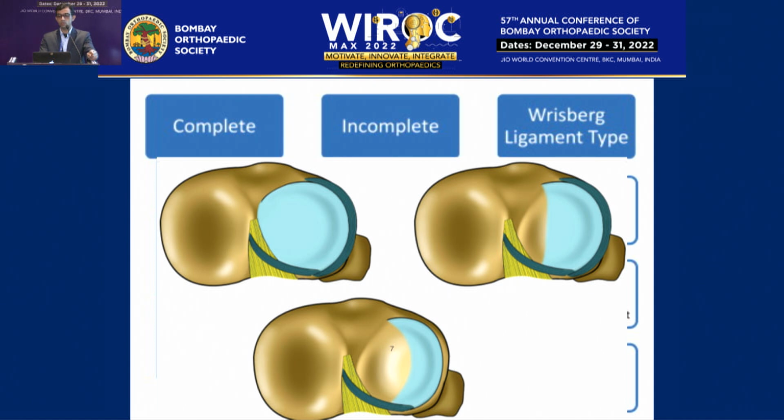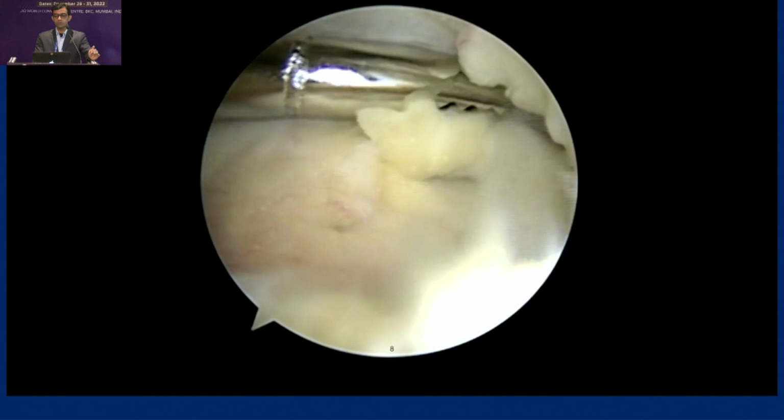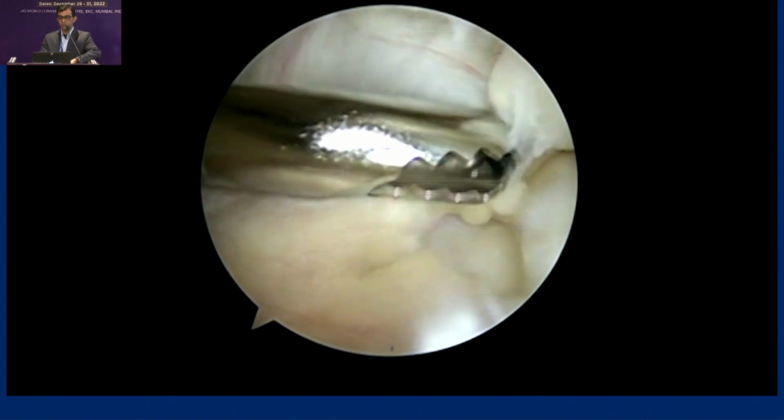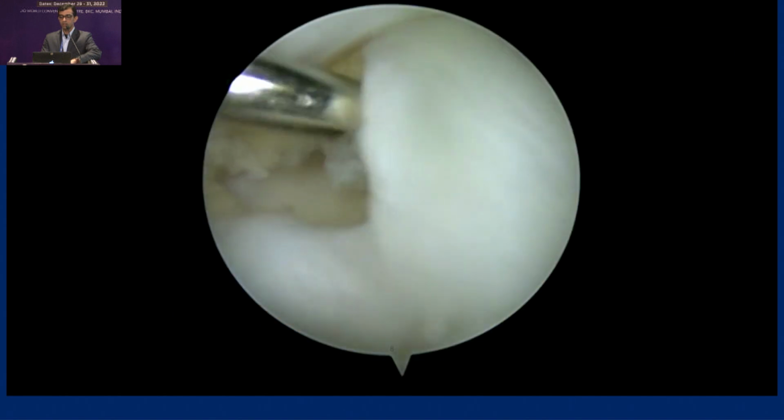While in the first two cases, complete and incomplete types, we have a definite attachment peripherally. Complete means it occupies the entire lateral joint. While in the third type, Risberg type, it is a little unstable and doesn't have a peripheral attachment. Only to the Risberg ligament you can see the attachment. So when you scope all these patients, you can find some fat pad in between the ACL and discoid meniscus.